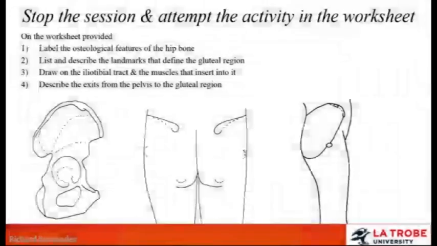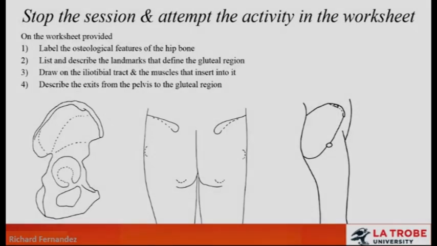You should now stop the session and attempt the activity in the worksheet. First of all, try and label the osteological features of the hip bone you can see in this diagram here. Using this diagram in the center, you should list and describe the landmarks that define the gluteal region. On this diagram at the end, you should draw on the iliotibial tract and the muscles that insert to it. And finally, describe the exits from the pelvis to the gluteal region.